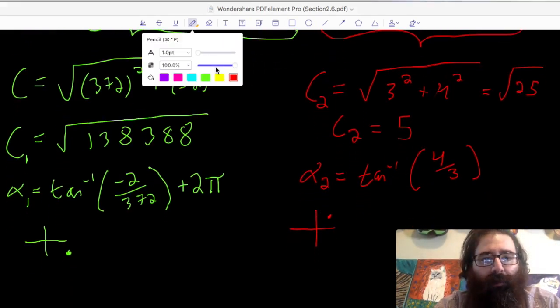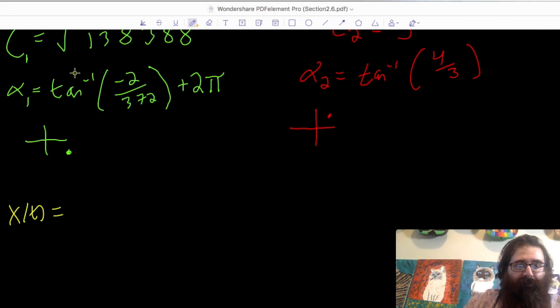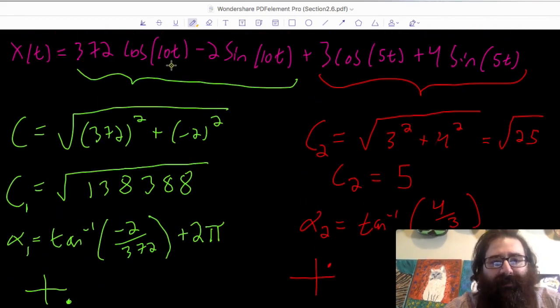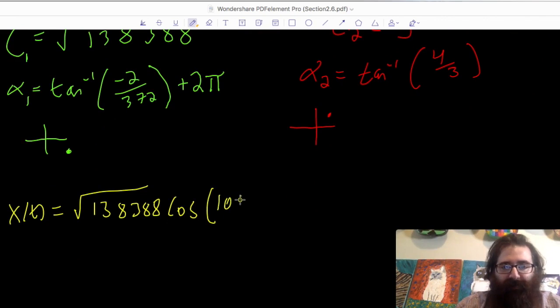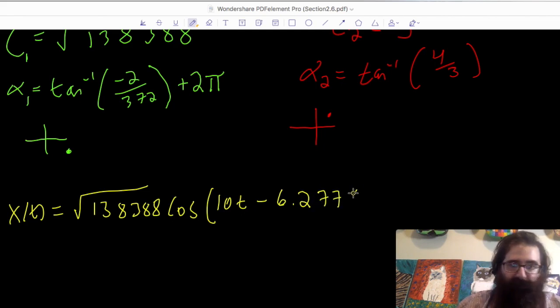So now I can write these finally in their complete form. So x at t is going to be capital C for the first one, which is the square root of 138,388 times cosine of 10t minus alpha. Now, if you don't have a calculator and you're not going to be allowed one on the exams, this is as far as you could realistically go to find alpha. But if you were to pop this into the calculator, it would give you 6.27781. So that's my capital C cosine omega t minus alpha for the green stuff.